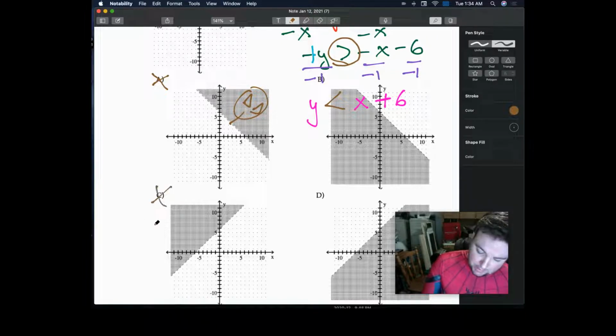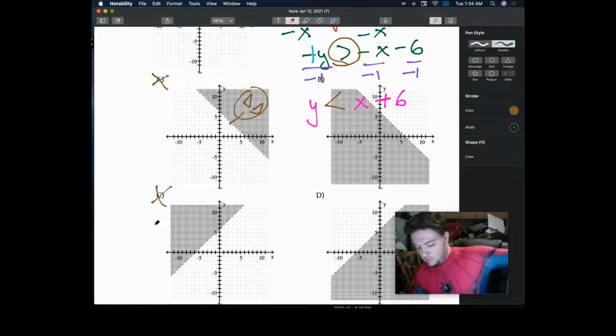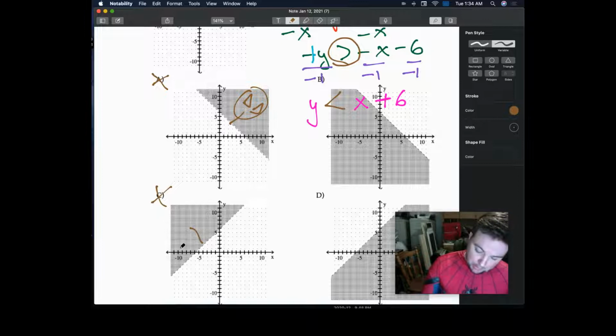C is wrong for the same reason. Make sure, yeah, like that. Sorry, I'm tilted a different way. That would still be above, and that would be no bueno, right? And so we're left with B and D. So we have to decide between B and D. How do I decide about this?